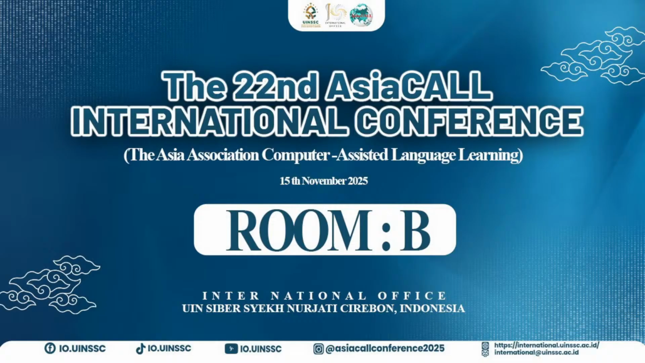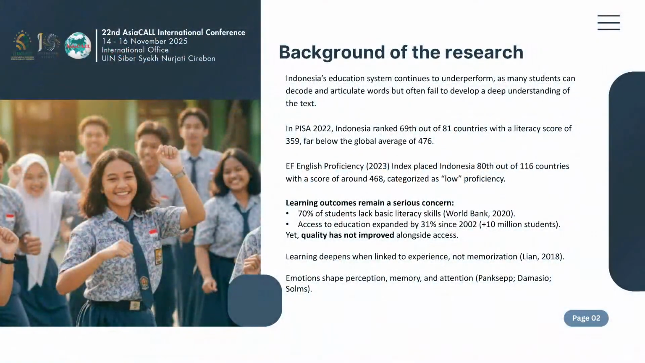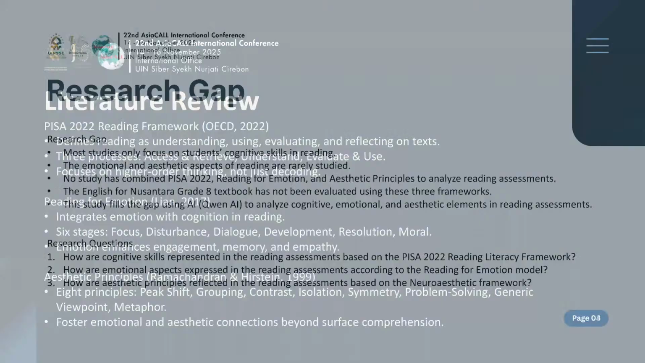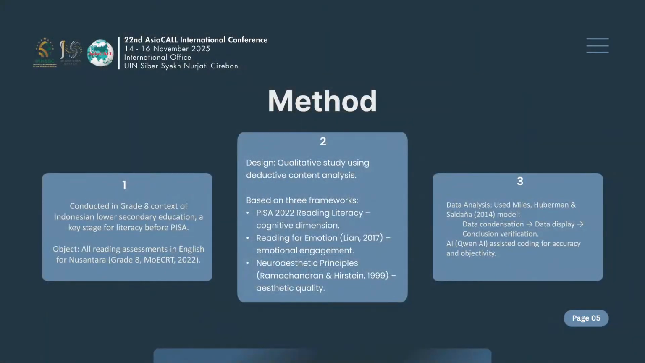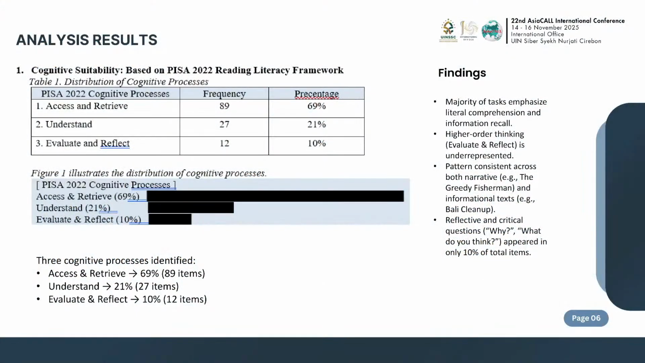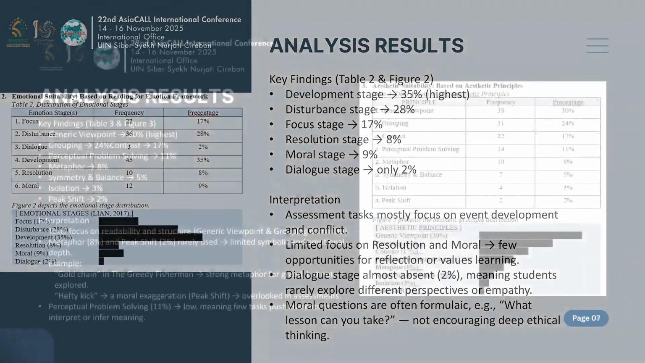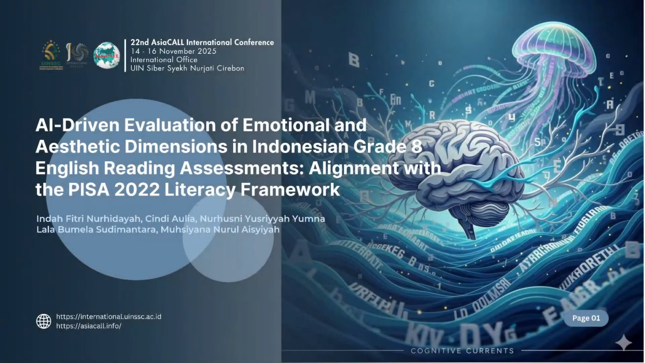Okay, I'm sorry, let me continue my explanation. According to the PISA 2022 Reading Framework, reading literacy means the ability to understand, use, evaluate, and reflect on written text to achieve personal goals and participate effectively in society. It involves three main processes. First is finding information, understanding meaning, and evaluating or using information critically.